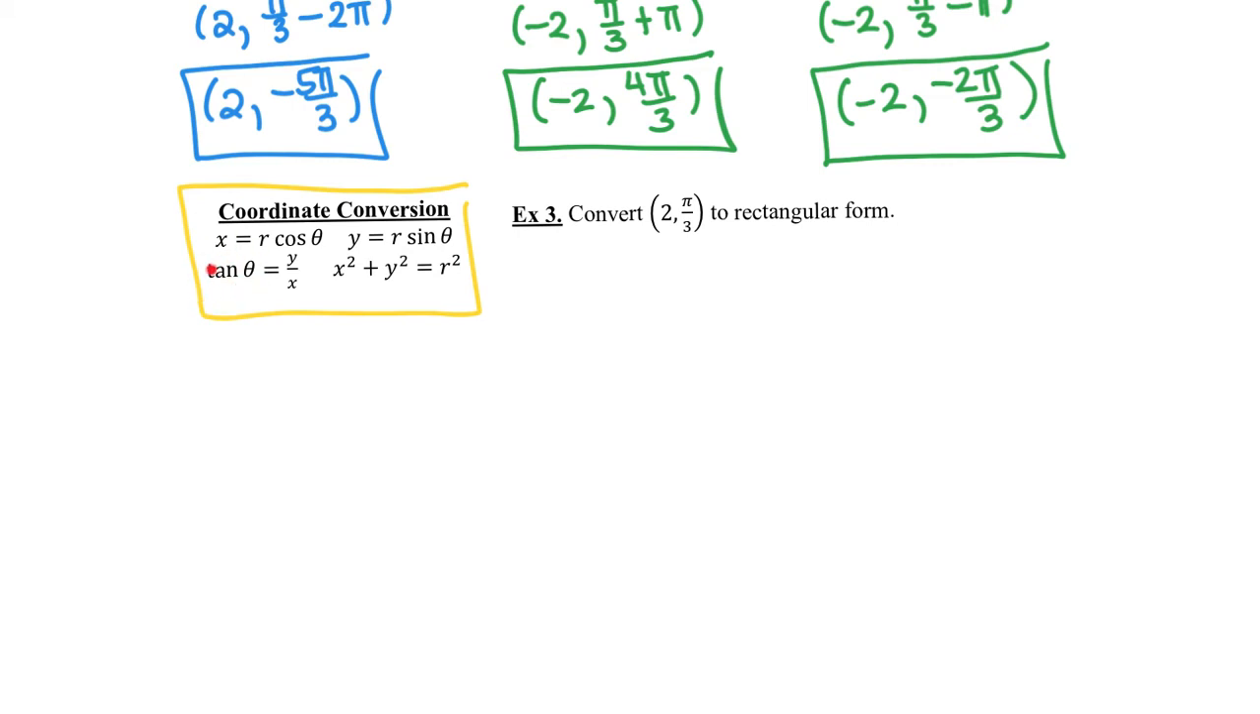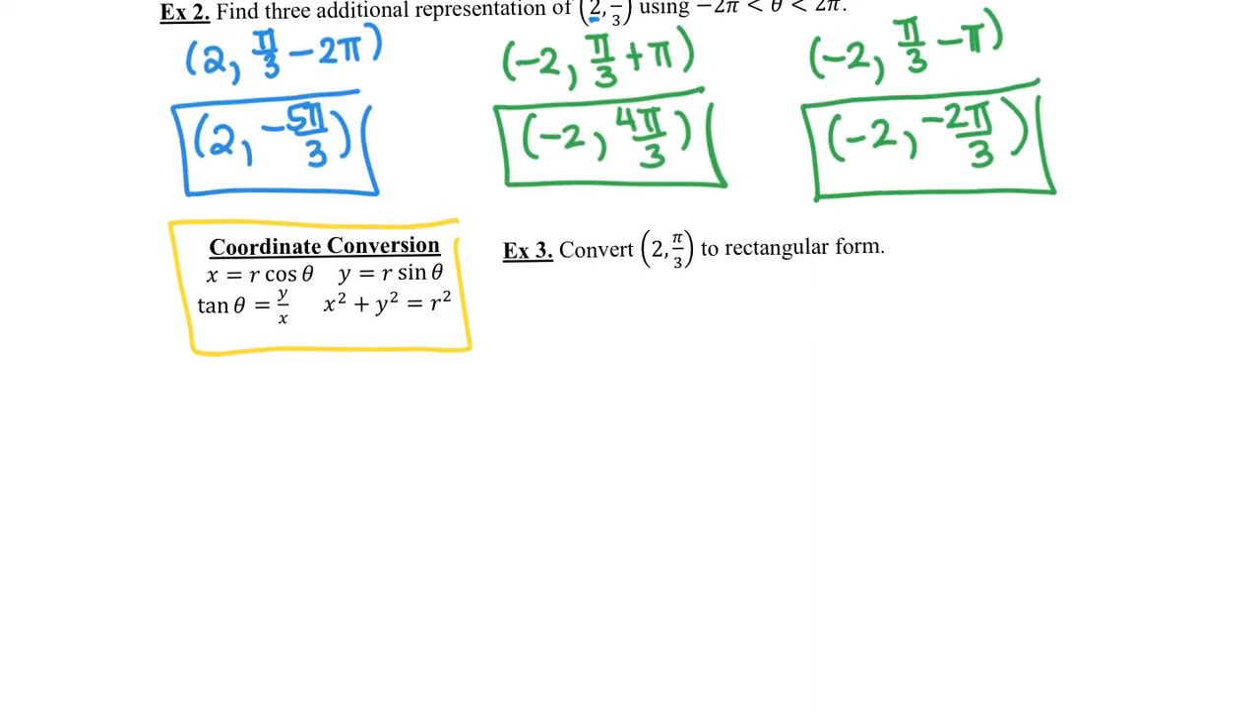To find the tangent of theta, that's still y over x, or sine over cosine. And then x squared plus y squared equals r squared is still true, which was just like it was when we did the trig in chapter 4 or something like that. Okay, so this is 2, pi over 3, which is the same point we've been looking at for quite a bit now.